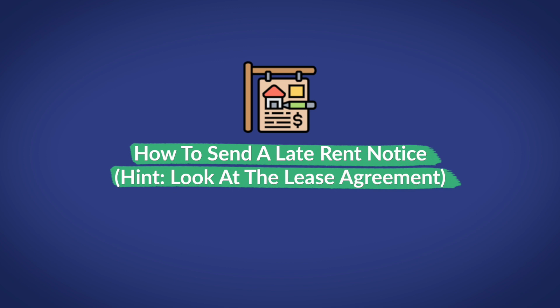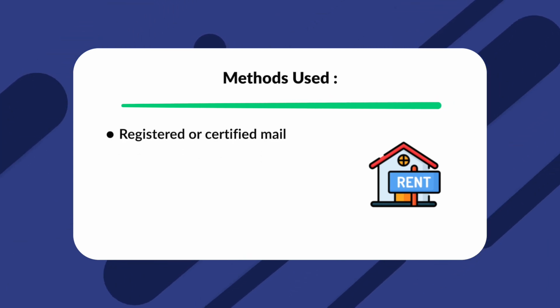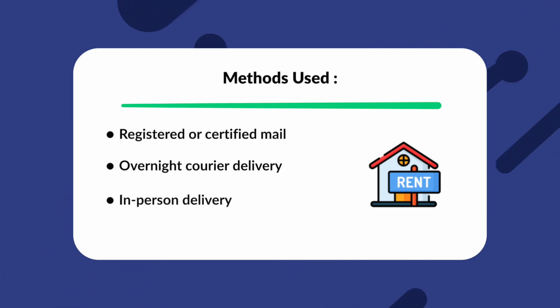How to send a late rent notice. Hint: look at the lease agreement. A late rent notice can be delivered in a number of ways. The following methods are typically used to issue a request for late rent payments: registered or certified mail, overnight courier delivery, and in-person delivery. Keep in mind that the lease agreement will specify the method you will need to use to issue a late rent notice, so be sure to check the terms set in the contract before choosing a delivery method.